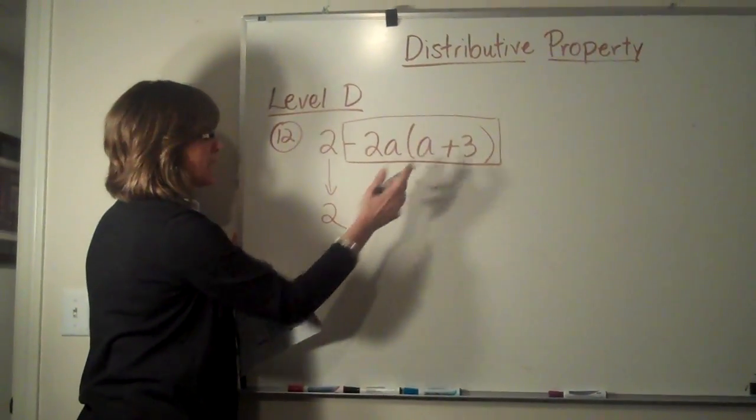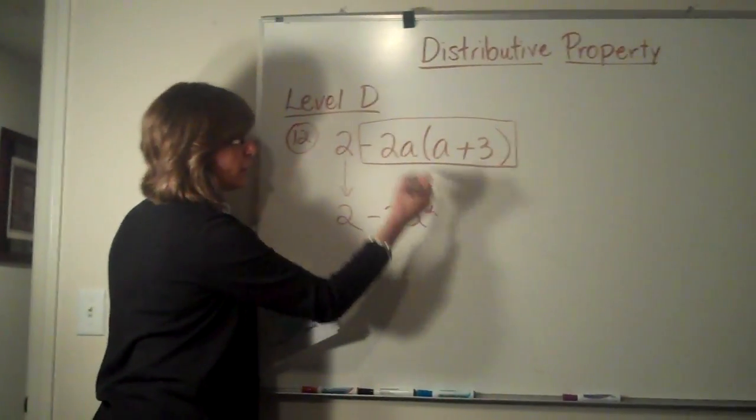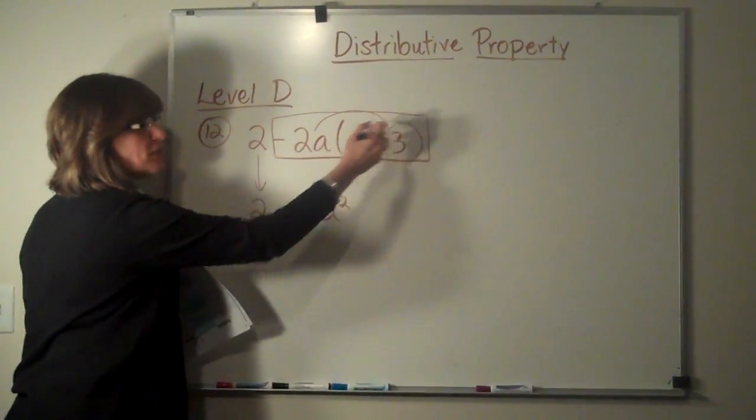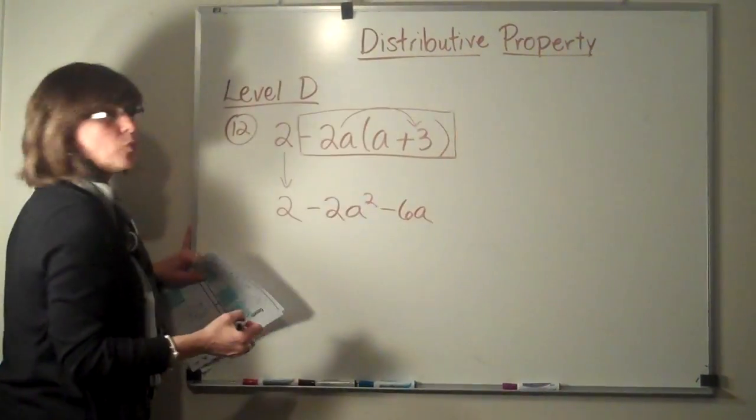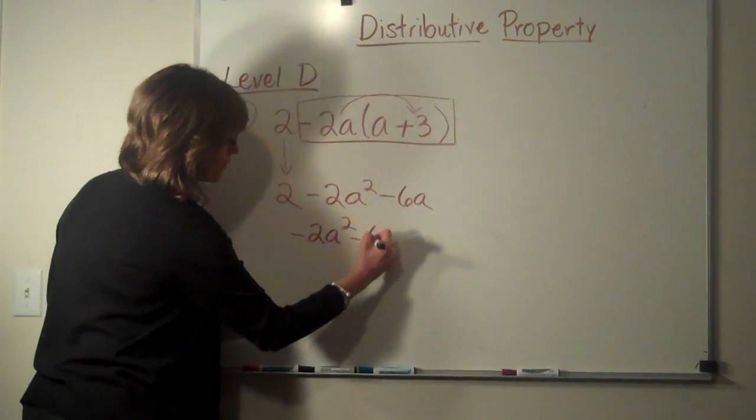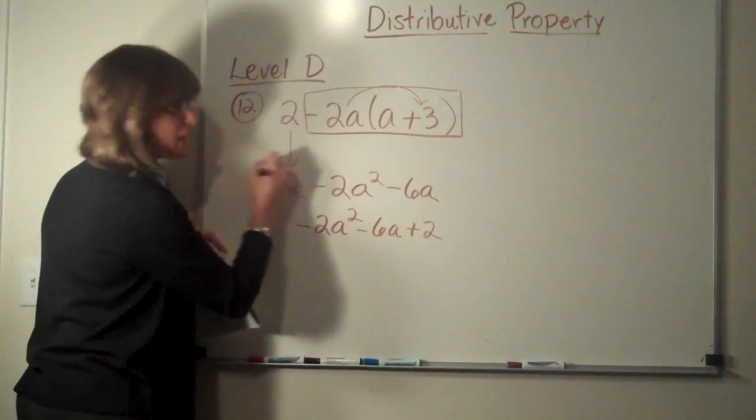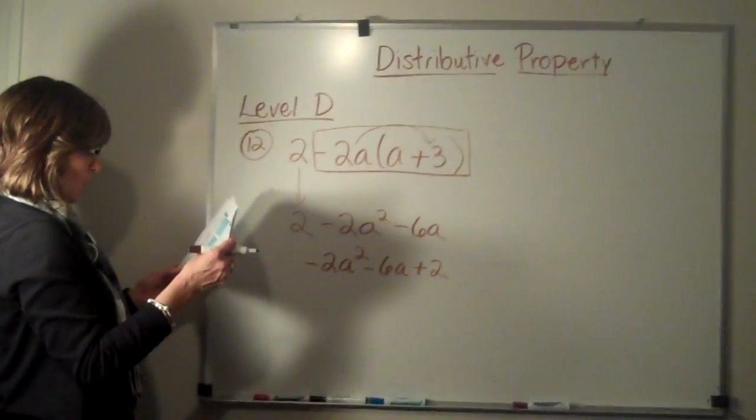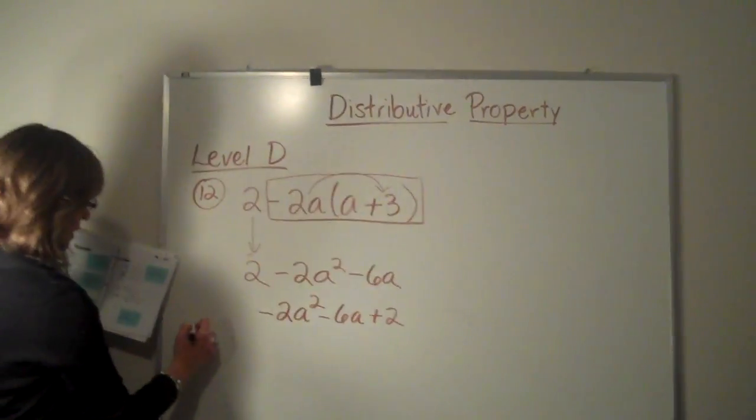Negative 2a times a is negative 2a squared. Negative 2a times 3 is negative 6a. And if you wanted to write it in the right order, it would be negative 2a squared minus 6a plus 2. This 2 is positive. Okay, level D continues.